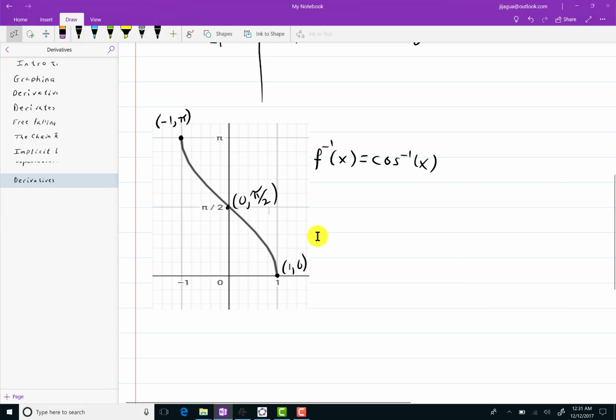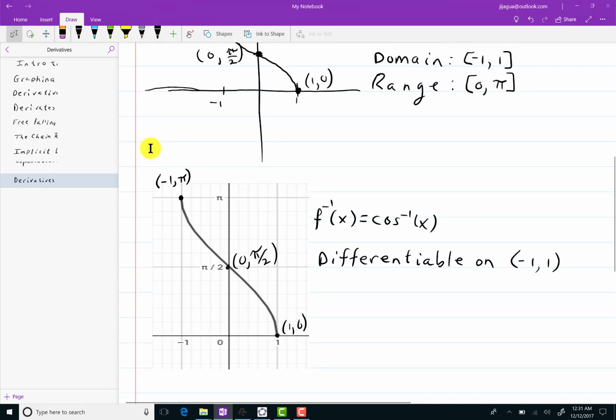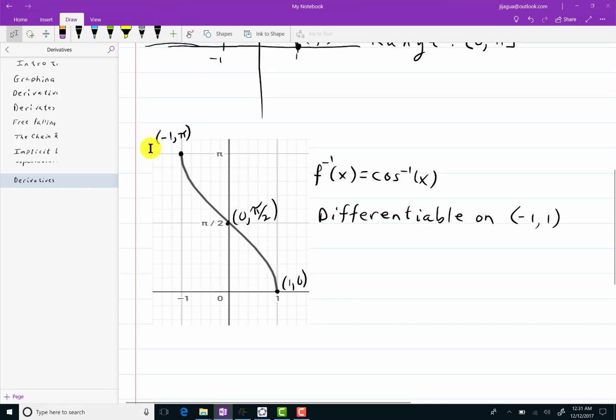Notice it's differentiable. You should understand that it's considered differentiable not from negative 1 to 1 including negative 1 and 1, but it'd be differentiable from negative 1 to 1 without including the endpoints. So what I'm saying is the derivative is not going to exist at either 1 or negative 1. In fact, it just won't be finite. But anyways, the domain and range are like I said before. These are the points that we got to keep in mind.